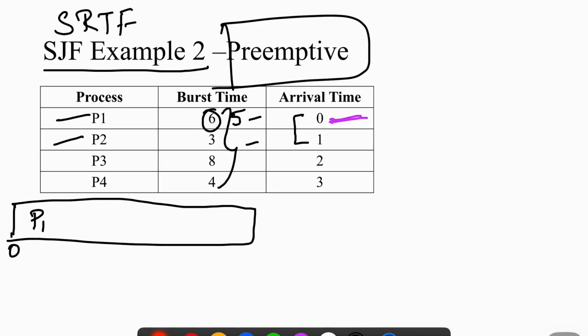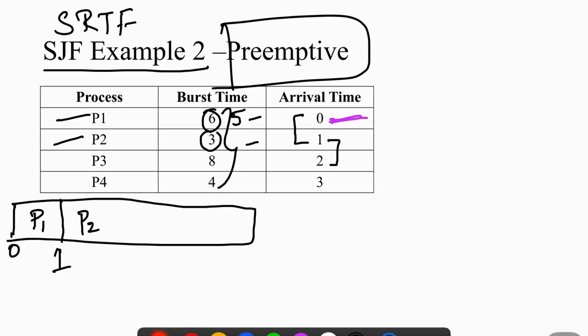Now at this time we have to compare P1 and P2, which is the smallest one. We will compare it and then we'll get to know that P2 is the smallest one. So what I'll do is I'll stop this here for 1 millisecond. This is preempting, and I will take up P2. Now I'll again allow 1 more millisecond to execute.